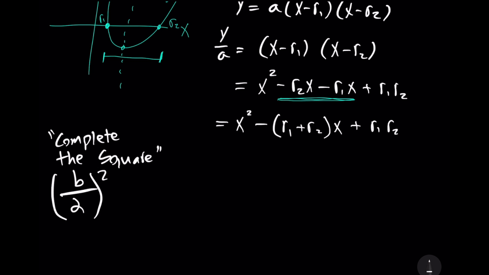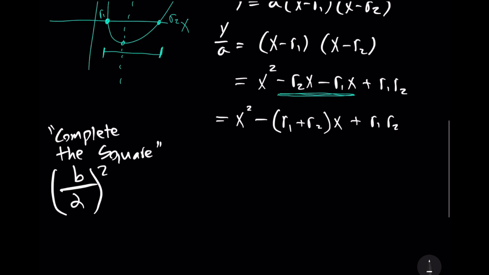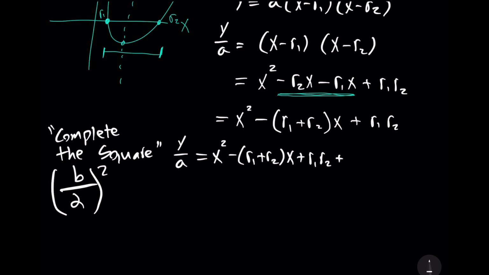That will complete the square. So right now we have y over a is equal to x squared minus (r sub 1 plus r sub 2) x plus r sub 1 r sub 2. So let's complete the square now.